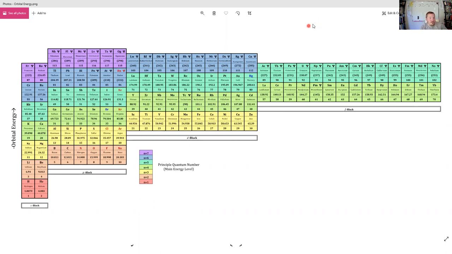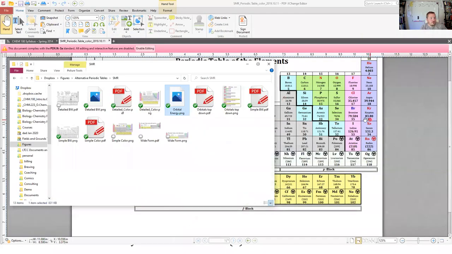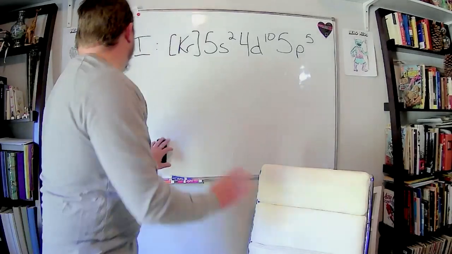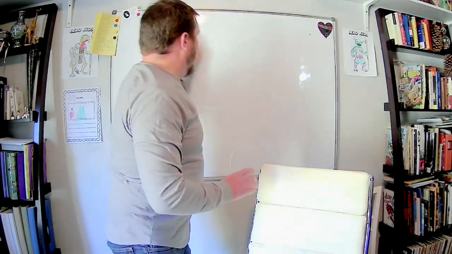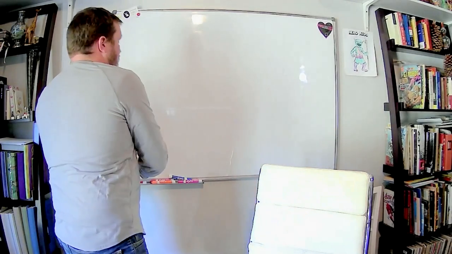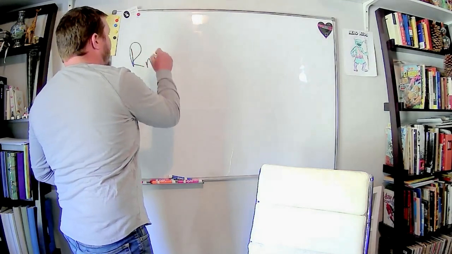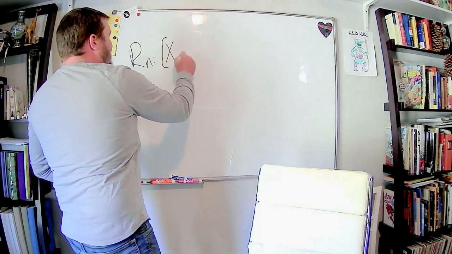So if we wanted to write an electron configuration for anything from the sixth row or below, say radon, which is Rn, we could start with xenon. I'm going to go back to the whiteboard here. Let's say everything's the same up to xenon, meaning it follows our regular rules.